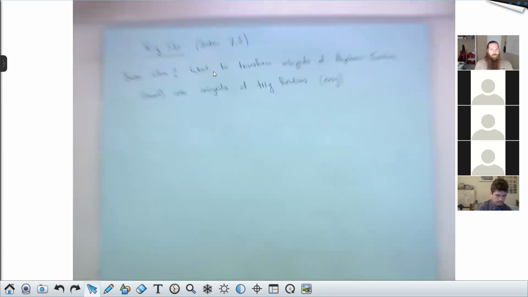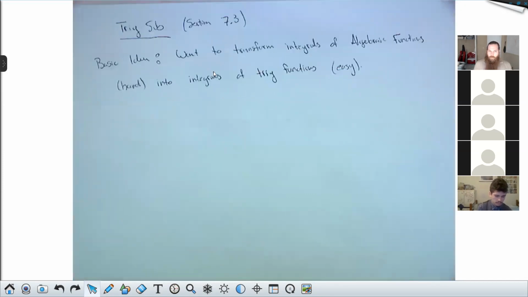By algebraic functions, I don't mean like polynomials. Of course, polynomials are very simple to integrate. I mean like square roots of polynomials, that sort of thing, right? So algebraic allows for more than just polynomial and powers. We're also considering all of those combinations together with radical statements.